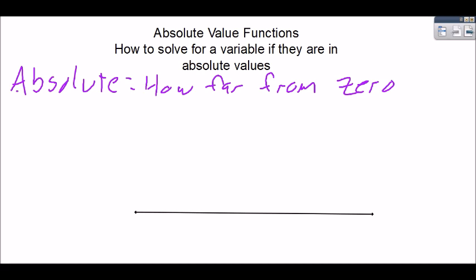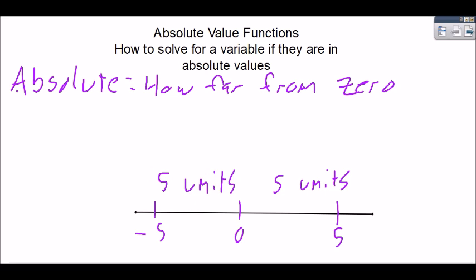So what I have to do is make a 0 on my timeline. If I put 5, how far is 5 from 0? It's 5 units. Also, if I put -5, this is still 5 units from 0. It's just 5 units from 0 on the left. This means that no number in an absolute value can be negative.